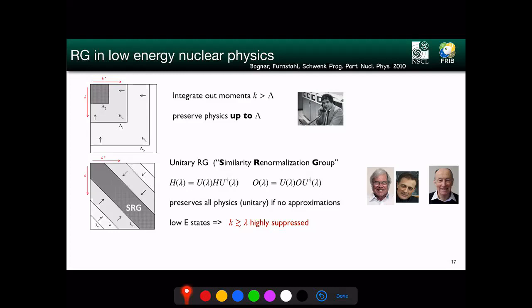Okay, and so the claim is, even though these two approaches look rather different, the main takeaway point that we'll make use of is that if you're looking at low energy states, then this lambda parameter basically plays the same role as this uppercase lambda parameter in the Wilsonian RG. Namely, for low energy states, momentum modes much higher than this lowercase lambda are highly suppressed.